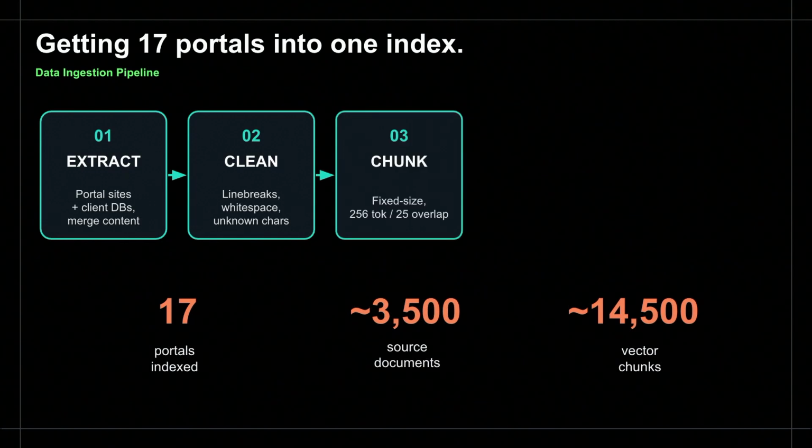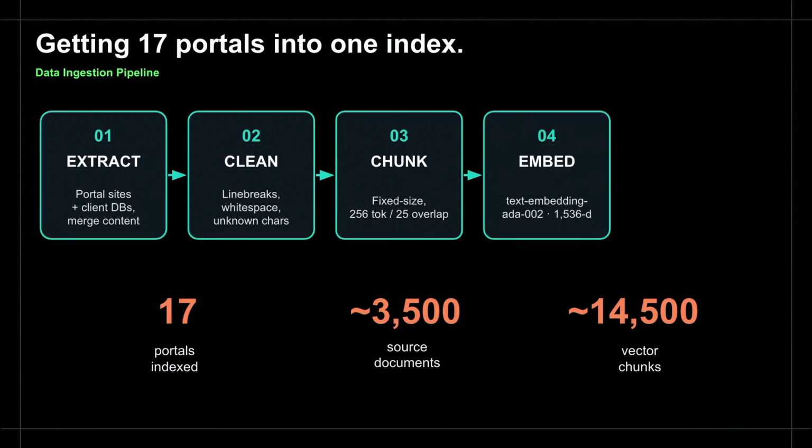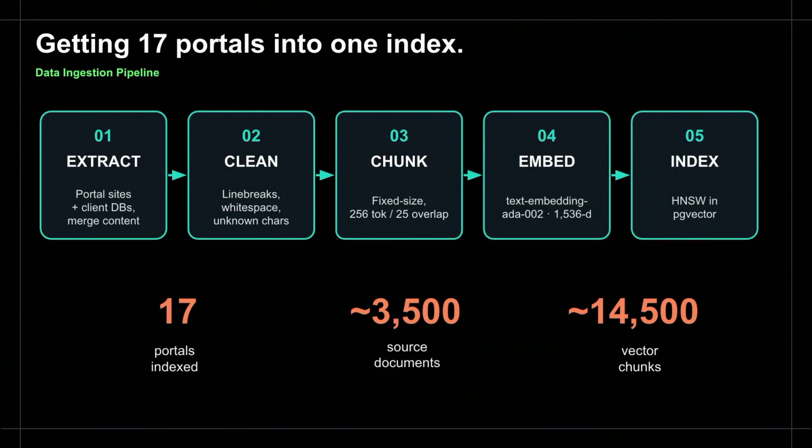Afterwards, we chunk the whole data. And for this setup, we reused the settings that we had with Azure. We took 256 tokens with 25 overlap, with an eye towards future optimization through semantic chunking. And in the end, we used an embedding model from OpenAI and HNSW indexing in pgvector. And as you can see, in total, we had roughly 3,500 source documents.